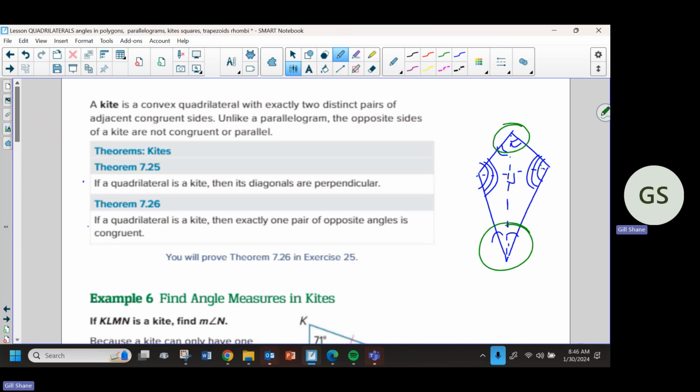So here's the two things you got to remember. One diagonal, that's the line down the middle, bisects opposite angles. The other two angles are the congruent angles. And again, there's no parallel sides, like there's nothing parallel. So don't get that confused.